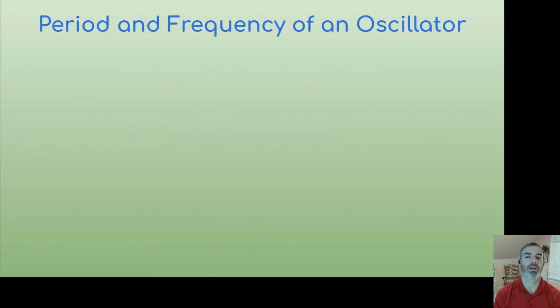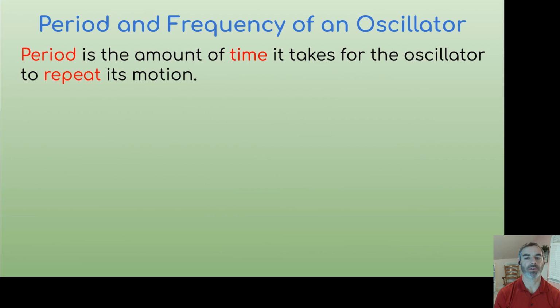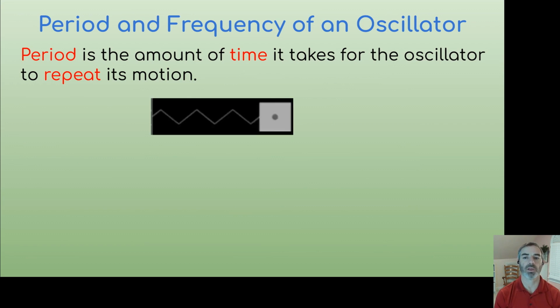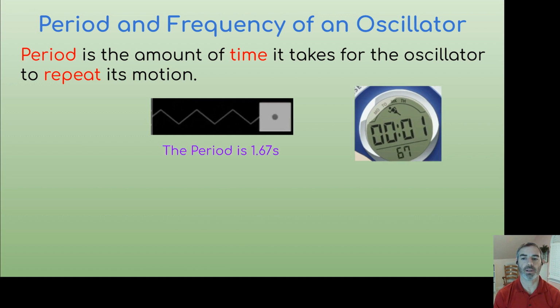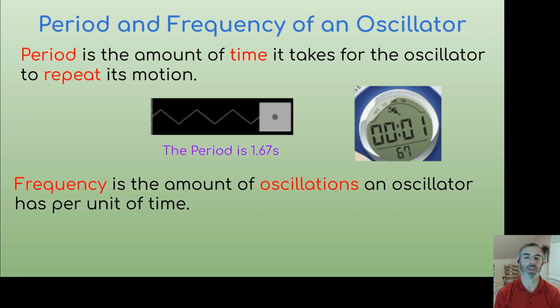So let's start with what period and frequency of an oscillator are. The period is the amount of time it takes for the oscillator to repeat its motion. As it slides back and forth, once the object slides back and forth, we time it, and see that the period of this oscillator is 1.67 seconds, because it's the time it took to get back to the same spot where it started. Now the frequency is the number of oscillations an oscillator has per unit of time.